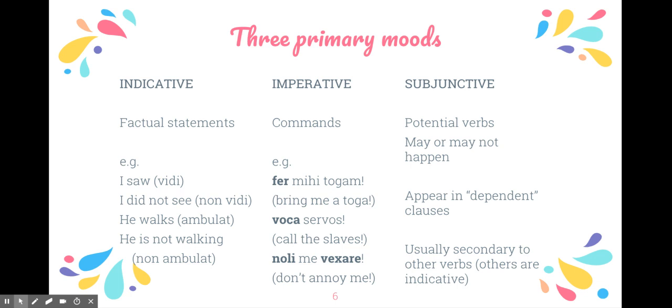Now enter our third mood of verbs. These are called subjunctive verbs. Subjunctive verbs are potential. They may or may not happen. What you're going to find is that the subjunctive verbs that you're going to be working with appear in what are called dependent clauses. Usually, because of that, they are secondary to other verbs that are used in the sentence. The other verbs that are used in the sentence are indicative, and then the subjunctive is dependent upon that one.